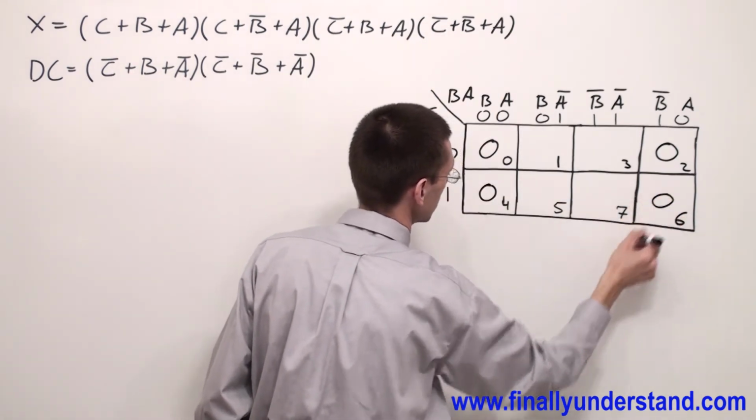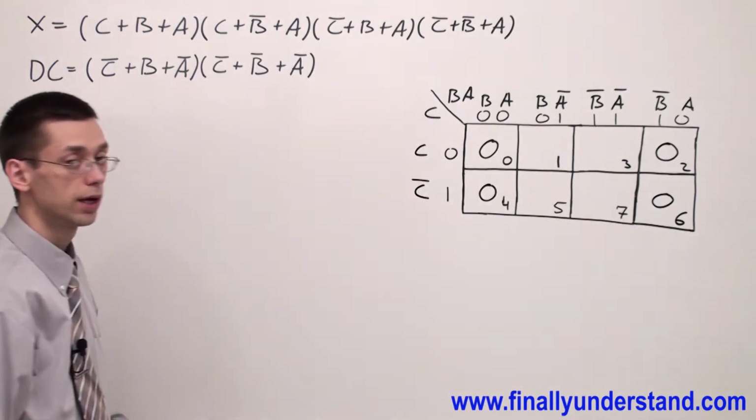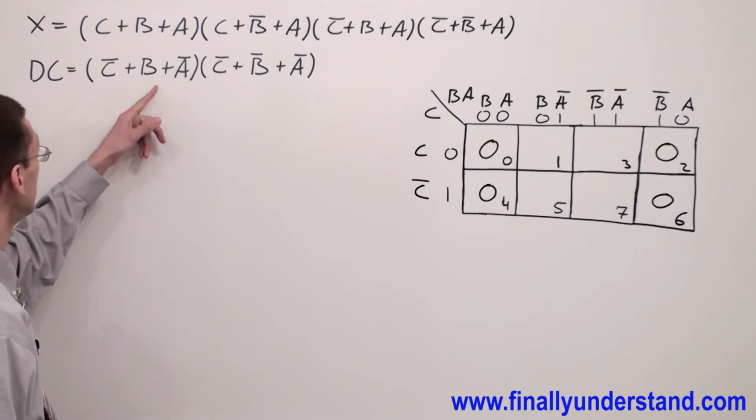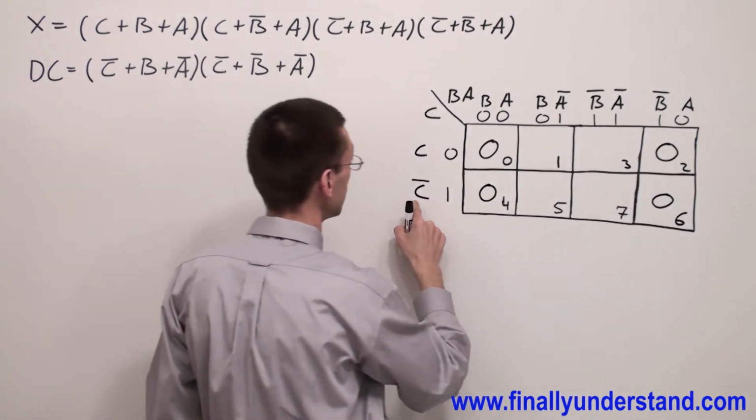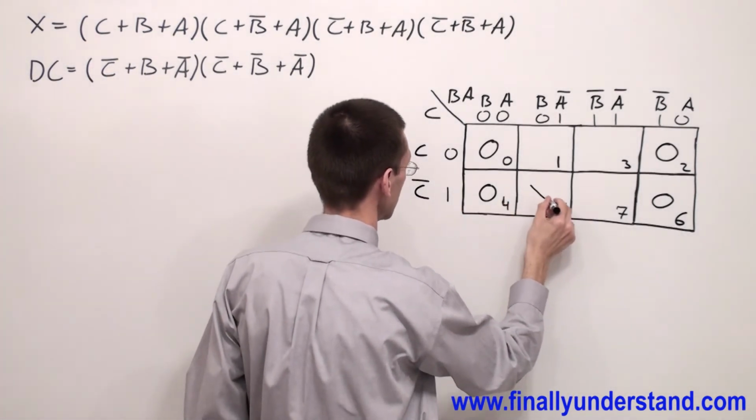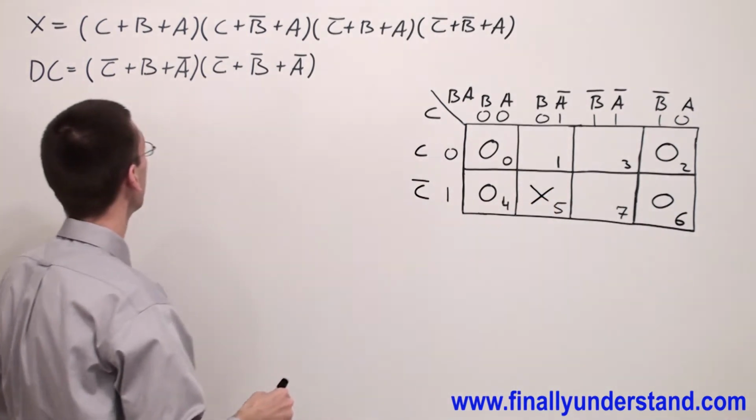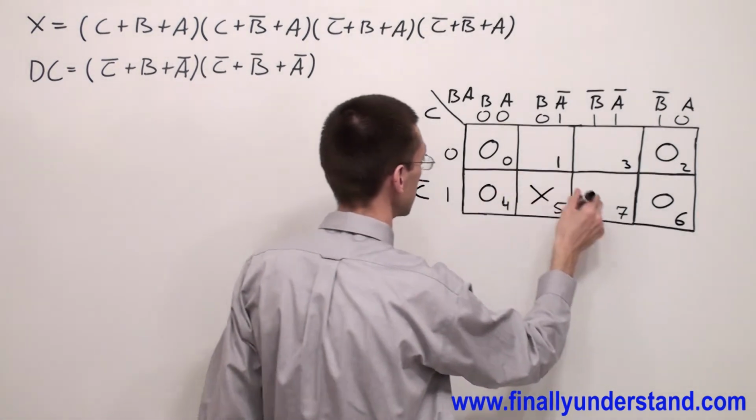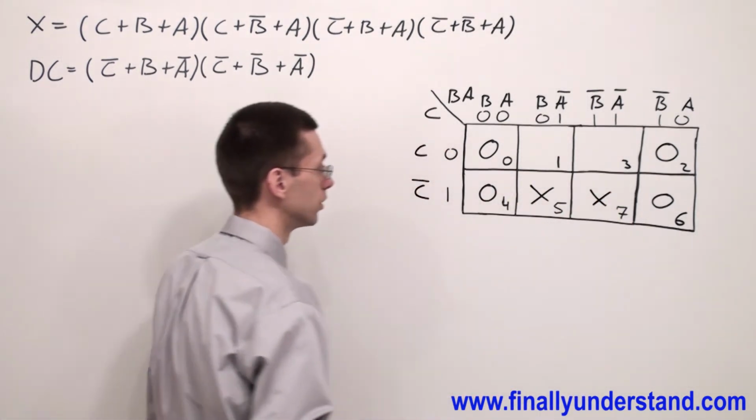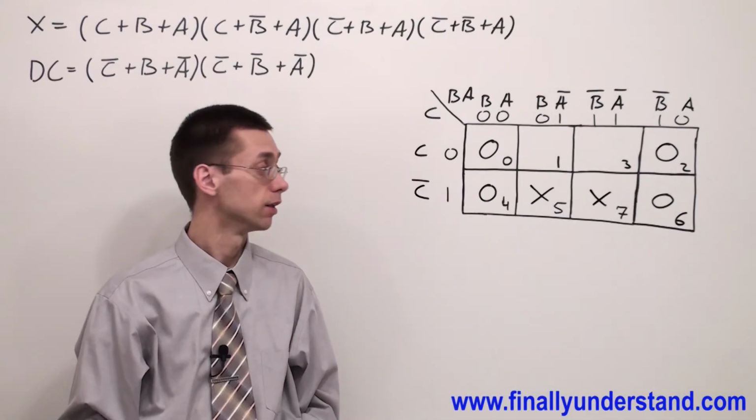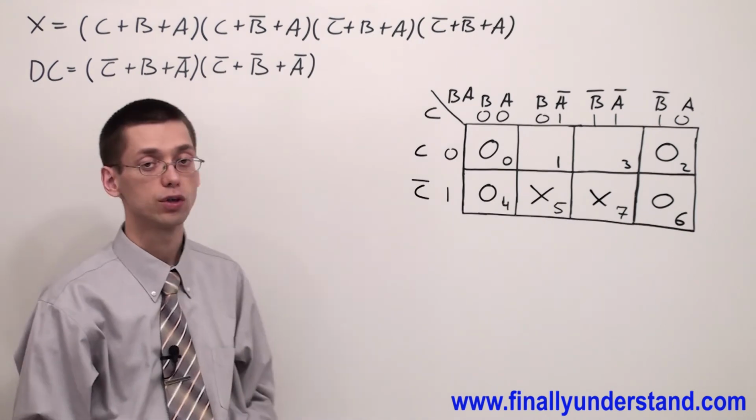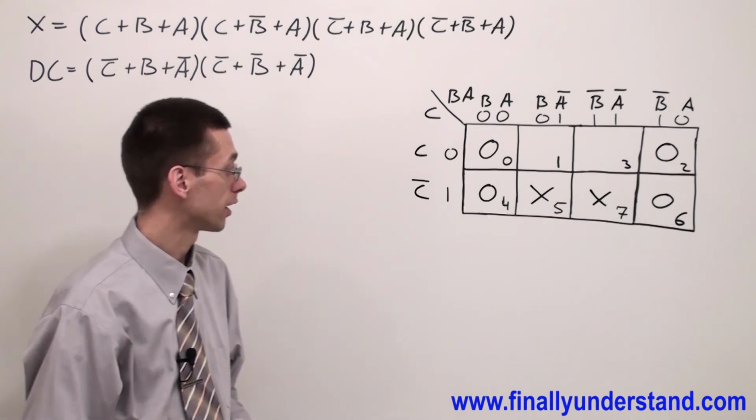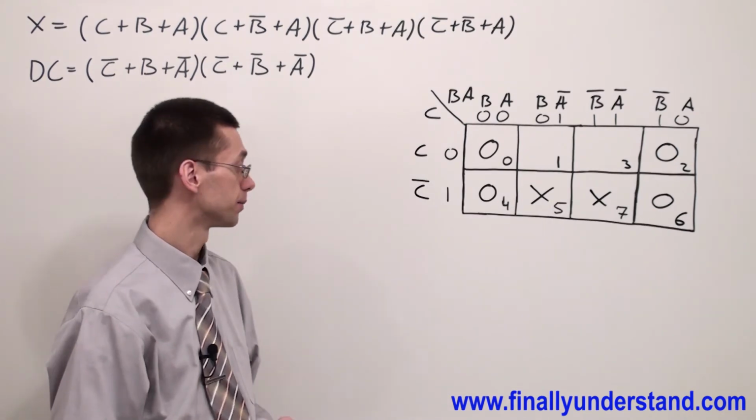This is this cell. Also, we have don't cares in this problem. We have C not, B, A not. This is my first don't care. And I have C not, B not, A not. This is my second don't care. Keep in mind that we will use don't cares only when we need them. If they are useless, we just leave them alone.